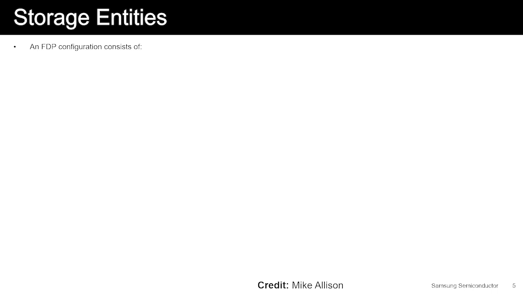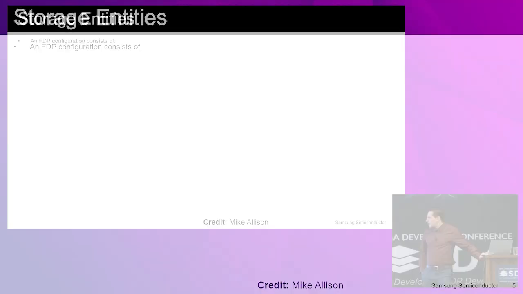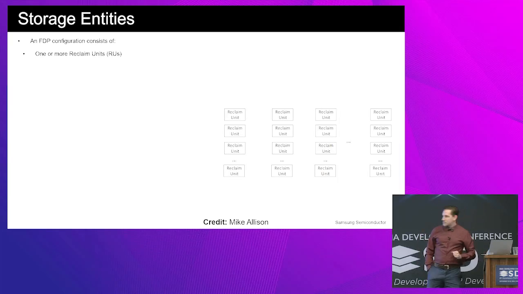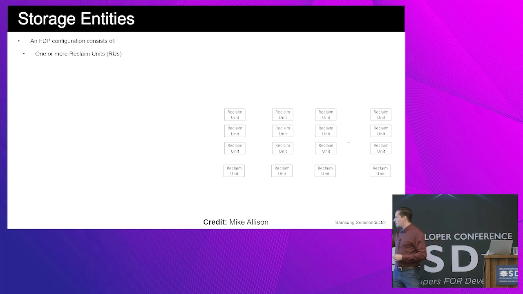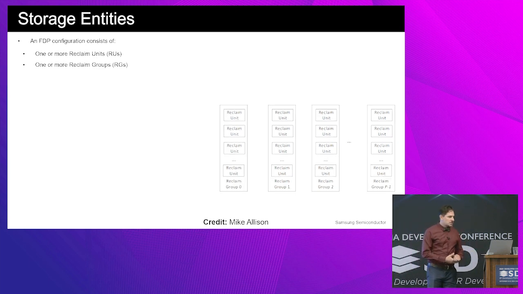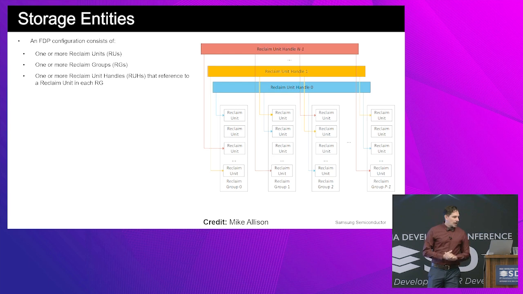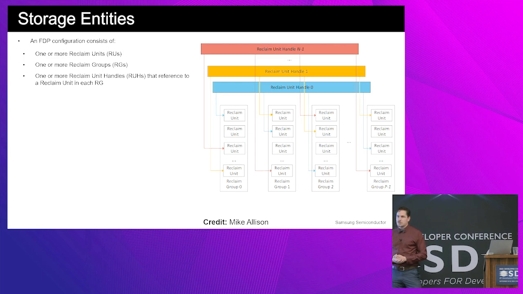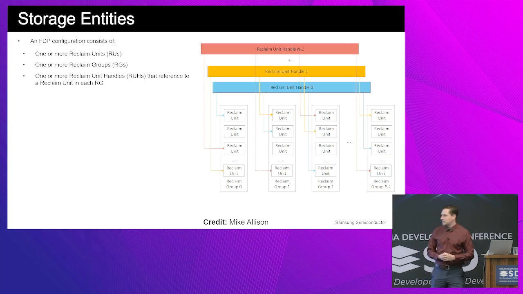From a terminology perspective, I will spend time going over how it's organized, so that we have the terminology covered here. FDP consists of a drive with many reclaim units, and those reclaim units might be assembled in one or more reclaim groups. And you can use reclaim handles in order to point into those reclaim groups. So basically the reclaim unit handle, the RUH, is a pointer, and with the reclaim group and RUH, you're able to find which reclaim unit you're currently filling and writing data into.